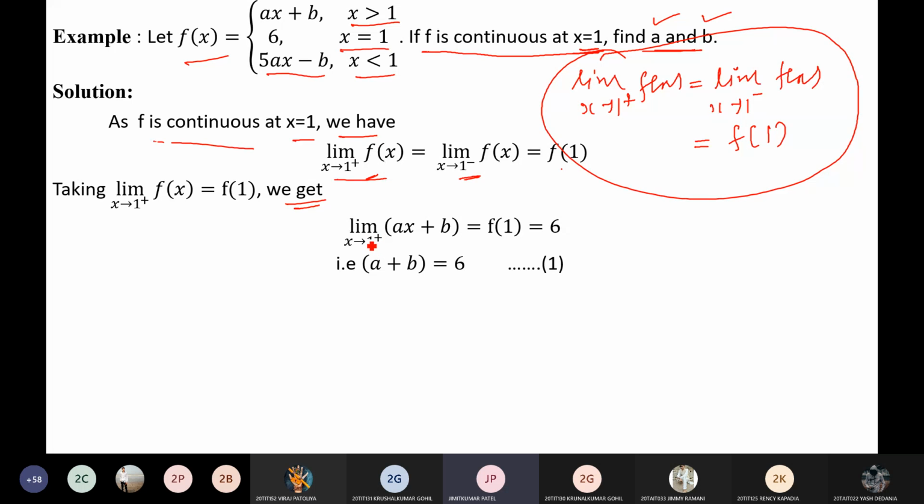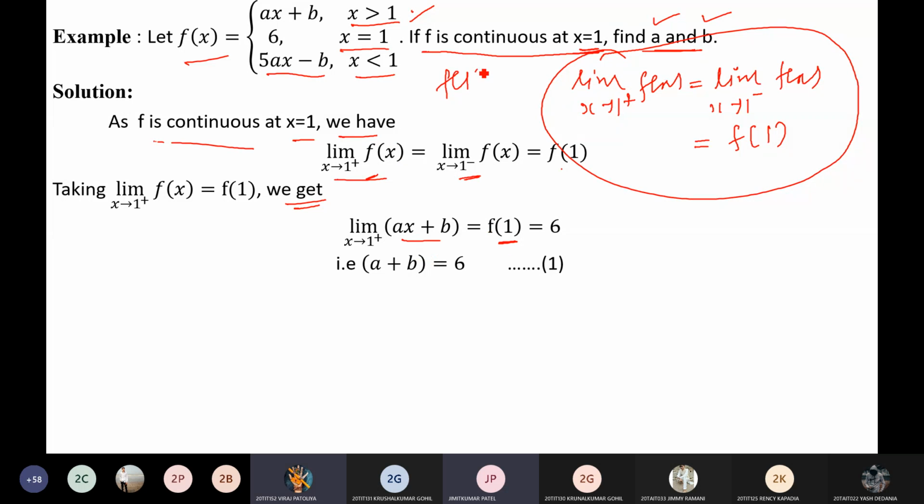Okay, now for 1 plus, what will be my function? 1 plus falls under which function? ax plus b, because x greater than 1 lies in ax plus b. Okay, so I replace f of x is equal to ax plus b here. And f of 1 is also there.